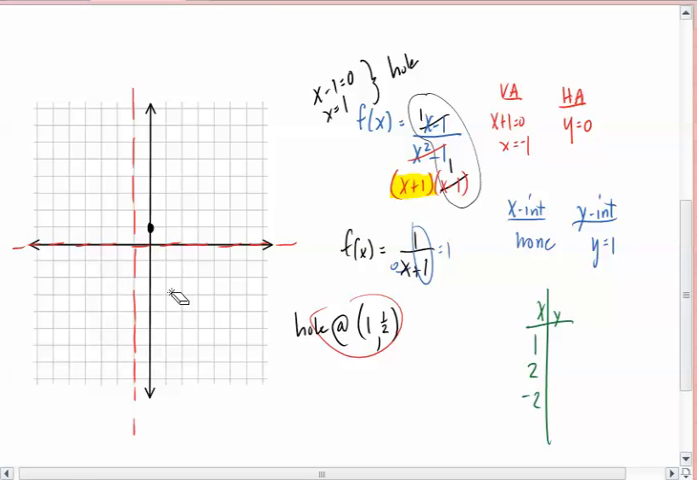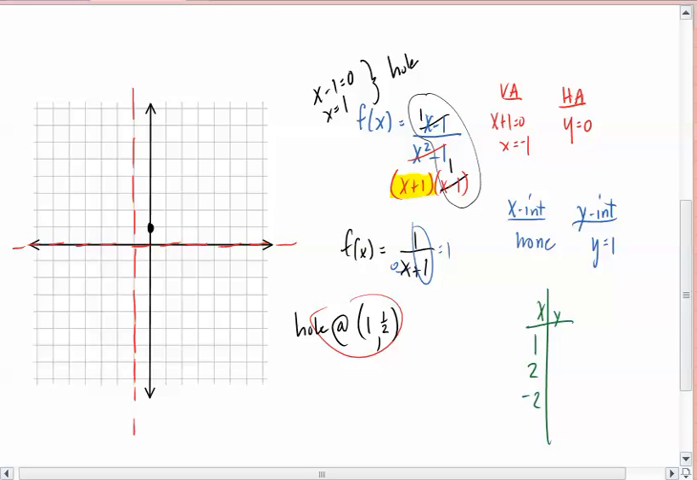Now actually I'm realizing I didn't check for symmetry on this. When we look at the symmetry issue, if I put in a -x in both of those locations, I'm not going to get the complete opposite of the whole function, and I'm not going to get the exact same thing, so it's neither. So anyway, just to touch on that.